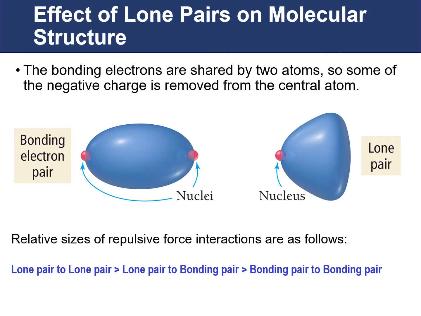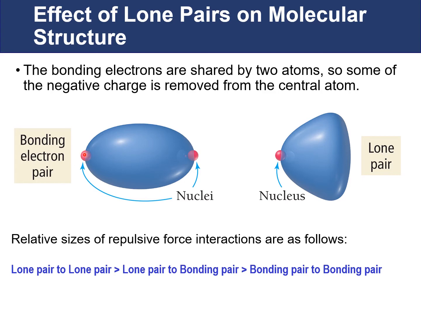Let's now look at the differences in our various types of electron groups and how these can affect the angles around them. Those types of electron groups include single bonds, double bonds, and triple bonds, as well as our lone pair electrons. Bonding electrons are shared between two atoms, so some of that negative charge that you would have from the central atom is removed or shared with its bonding pair.